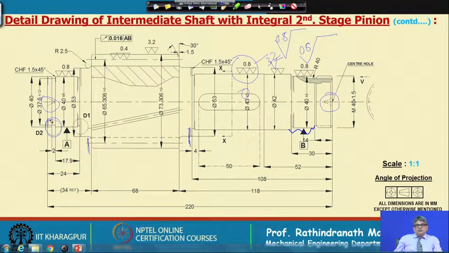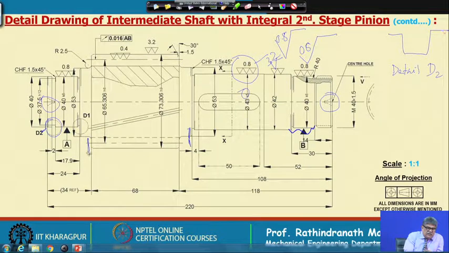So, there will be a groove for the circlip, and those dimensions are mentioned separately somewhere. Say here we have given the D2 circle and we have written D2. Somewhere we will make the detail D2, and as specified by the circlip manufacturer, you have to put the groove accordingly.